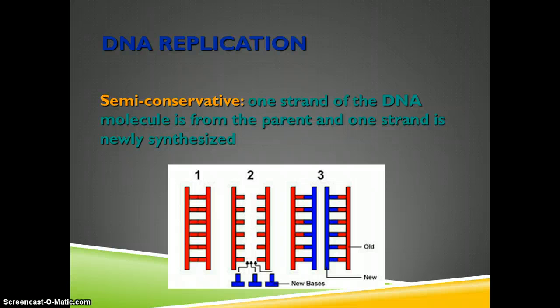The replication of DNA is considered semi-conservative because each new strand of DNA contains one old strand, or parental DNA, and the other strand is newly synthesized. In the picture, the original strand of DNA is red. The second picture shows hydrogen bonds being broken and new bases being added to the old existing strand. The final picture shows the results of DNA replication: two new DNA molecules, each one with a parental strand and a newly synthesized strand.